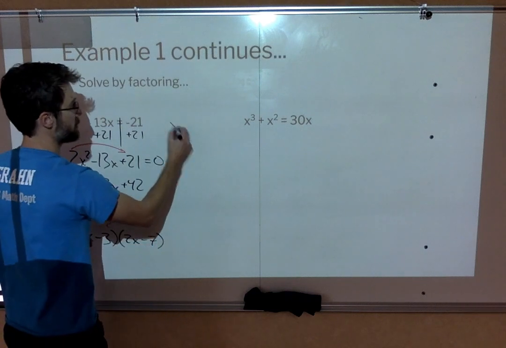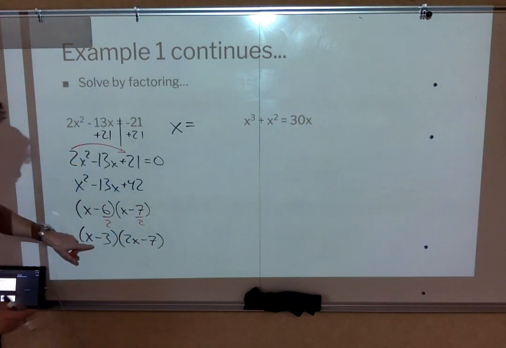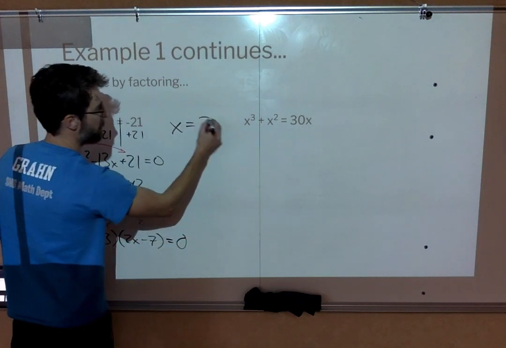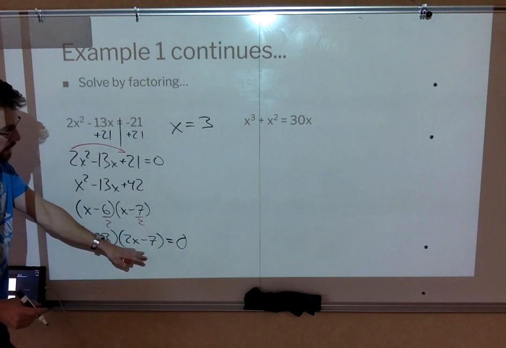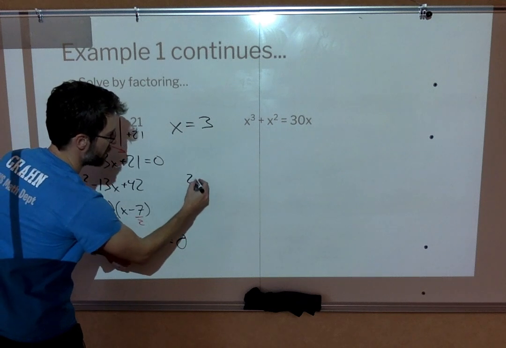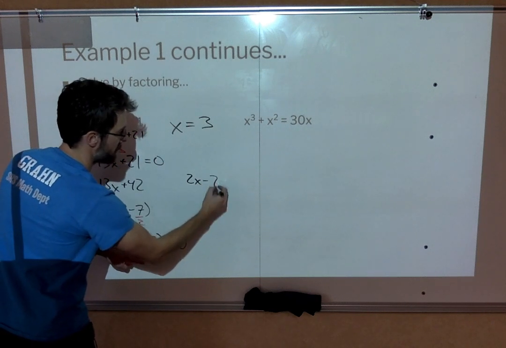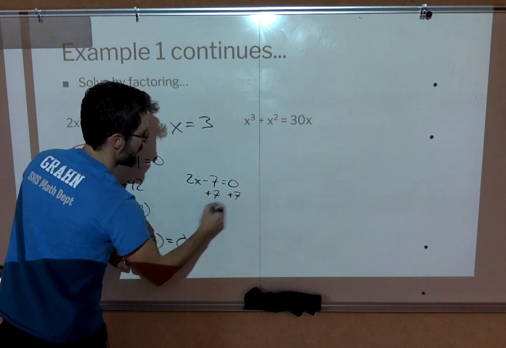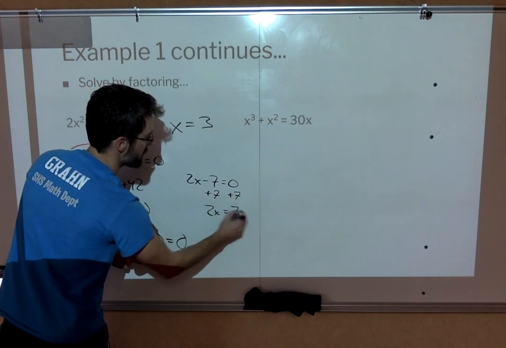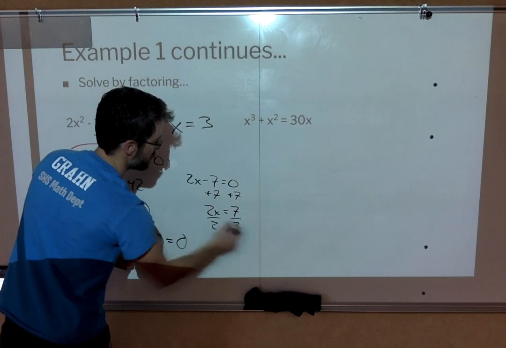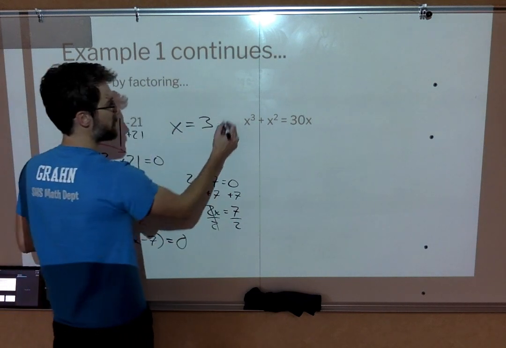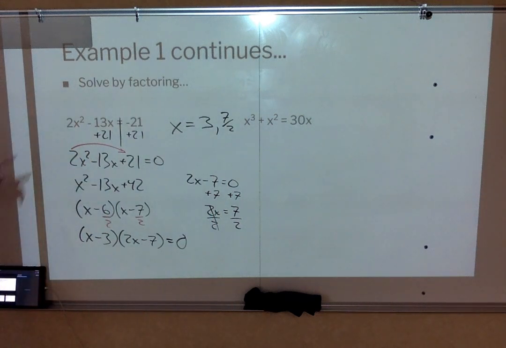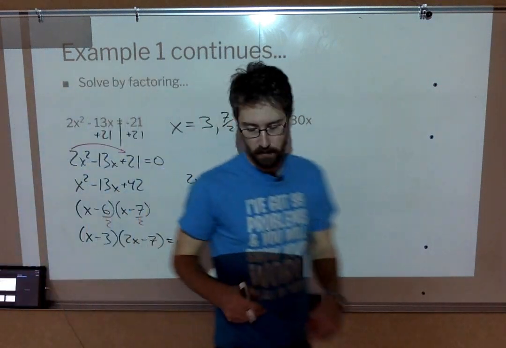So for my x's, may or may not live in Texas. X minus 3, that's 0 at positive 3. This one, I can solve algebraically. I'm going to move it over to the side here. 2x minus 7 equals 0. Add 7 to both sides. 2x equals 7, and x equals 7 over 2. So 3 and 7 over 2. Okay. Last one for this video.